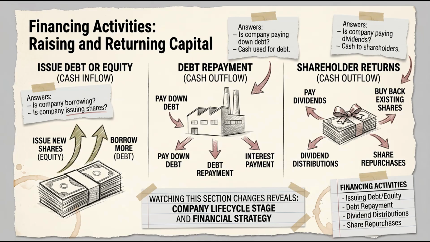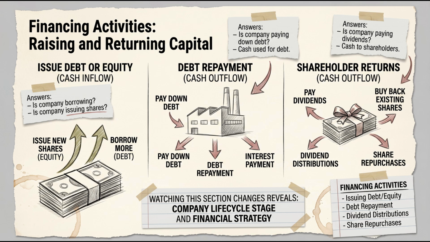The financing section answers three critical questions. Is the company borrowing more or paying down debt? Is it issuing new shares or buying back existing ones? And is it paying dividends? Cash inflows here come from issuing debt or equity, while outflows go toward debt repayment, dividend distributions, and share repurchases.